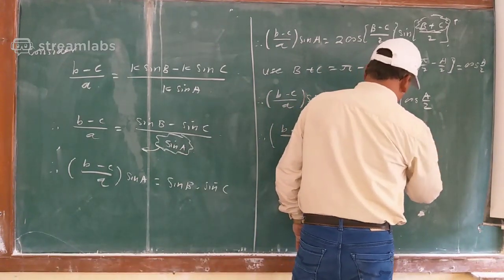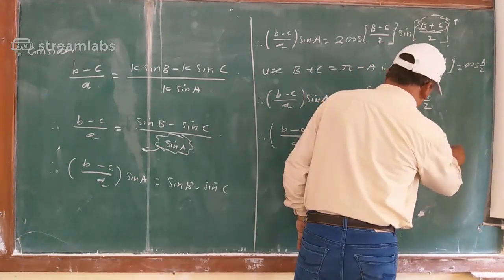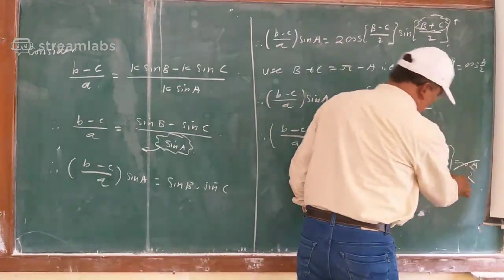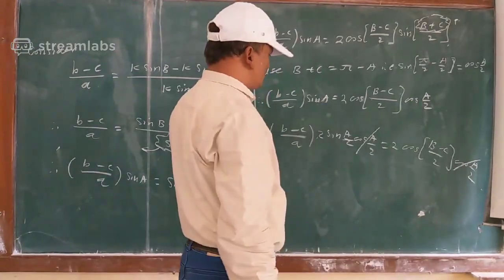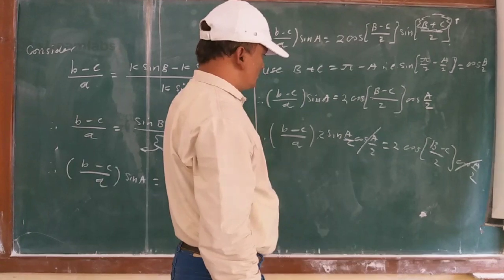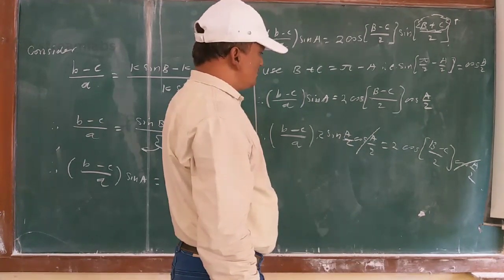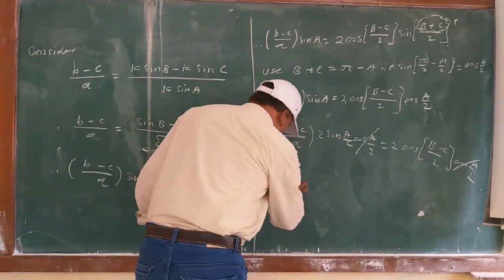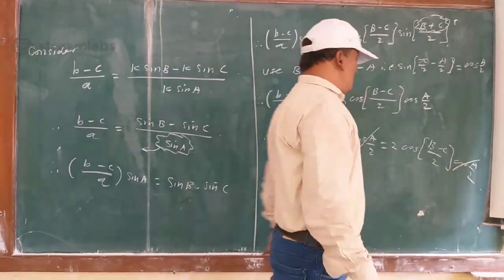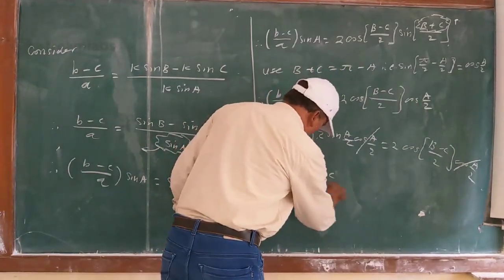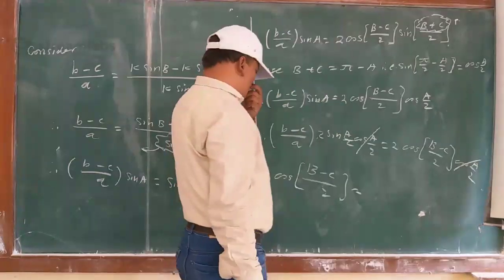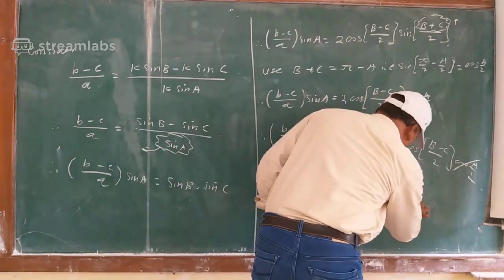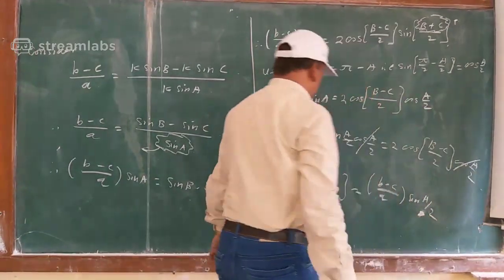2 times cos of (B minus C) upon 2 cos of A by 2. This cos of A by 2 and that cos of A by 2 cancel, and 2 also cancels. Therefore, we get here cos of (B minus C) upon 2 equal to (B minus C) upon A sin of A by 2. Proof is completed.